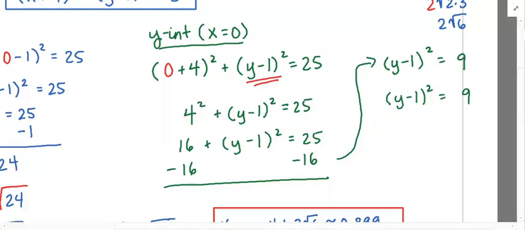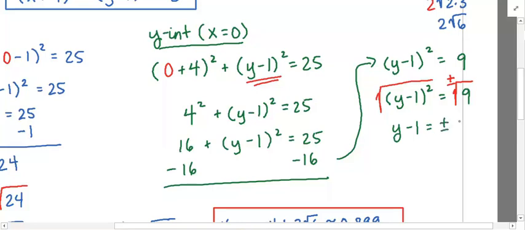Okay, so since we have something squared equal to a number, we're going to undo the something squared by taking the square root of the left. So that means we've got to take the square root of the right side. Don't forget to put the plus or minus outside of the square root of the number. On the left side, the square root and the square cancel, leaving you with y minus 1. And then on the right side, we're going to have plus or minus the square root of 9, which is 3. We know that square root.